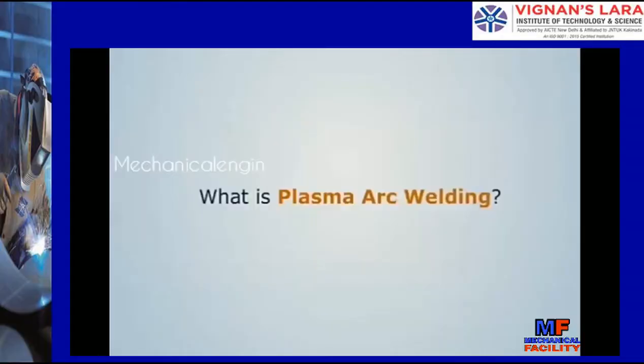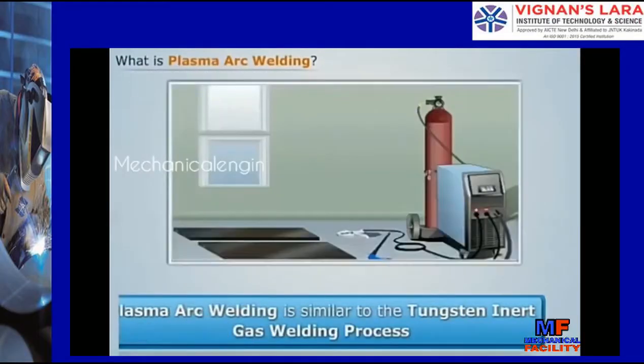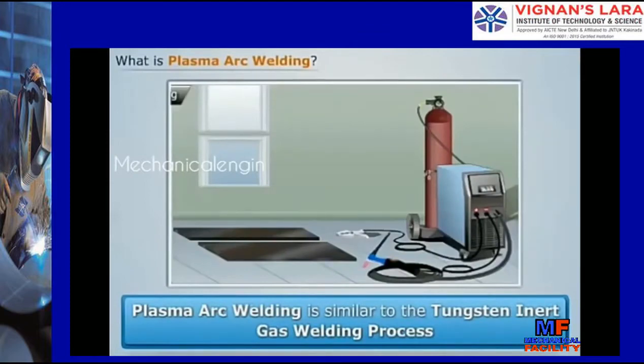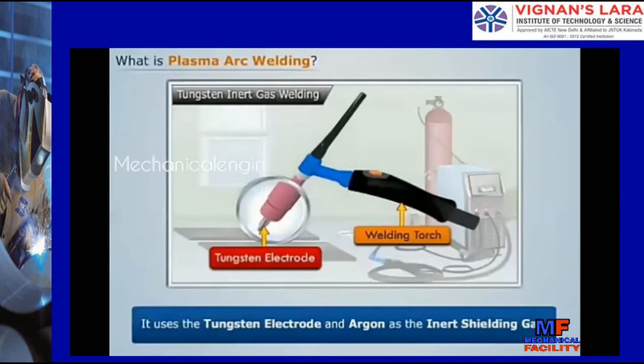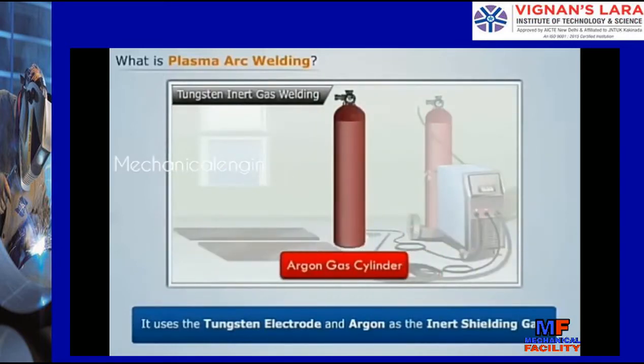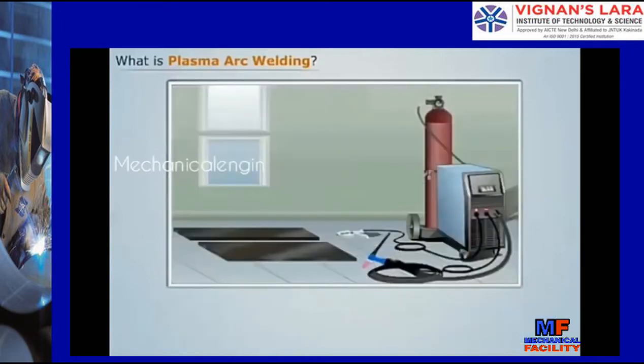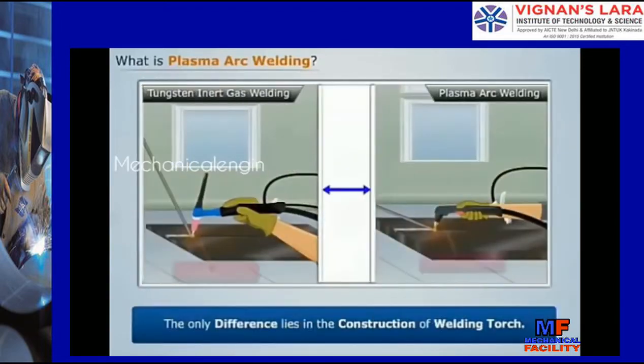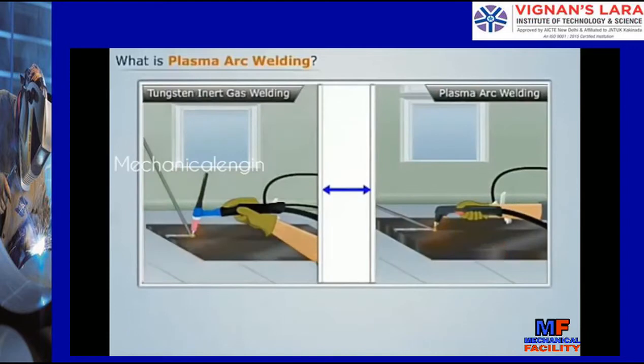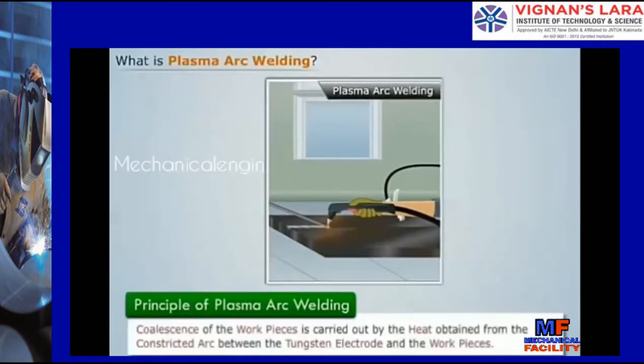Plasma arc welding. Plasma arc welding is similar to the tungsten inert gas welding process because it uses the tungsten electrode and argon as the inert shielding gas. The only difference lies in the construction of the welding torch. It is based upon the principle that the coalescence of the workpieces is carried out by the heat obtained from the constricted arc between the tungsten electrode and the workpieces.